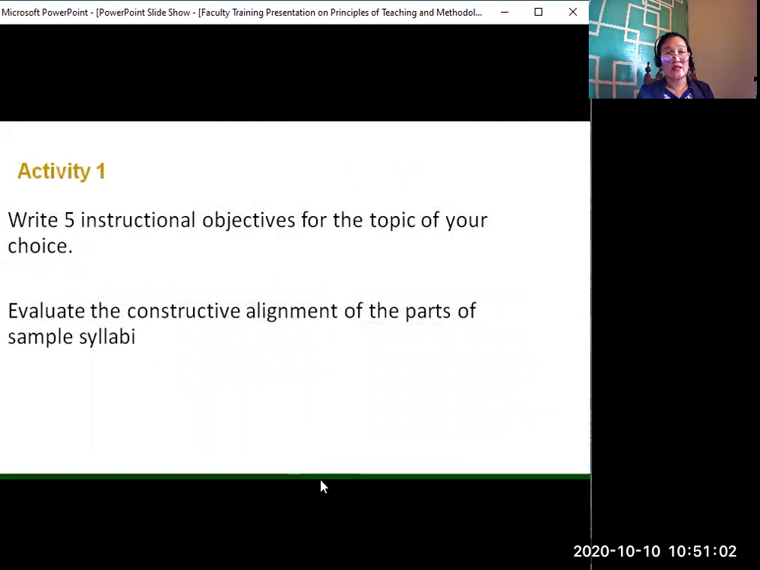Now, for your activity, you are going to write 5 instructional objectives for a topic of your choice. Evaluate the constructive alignment of the parts of the sample syllabi, which I provided for your activity in this part.